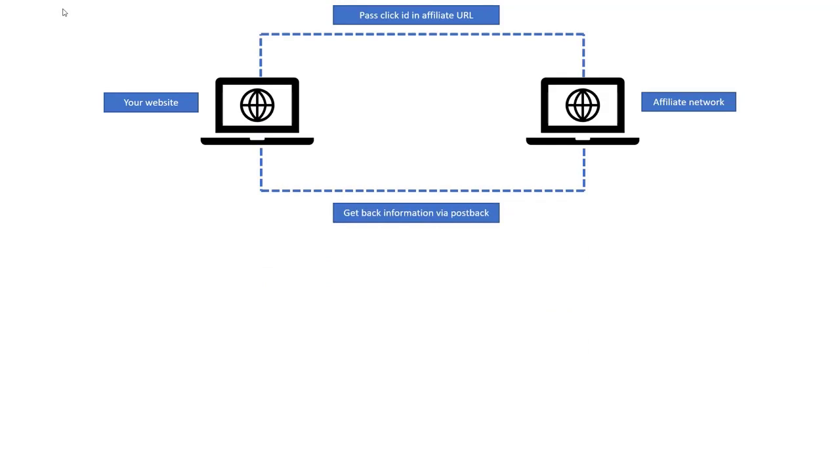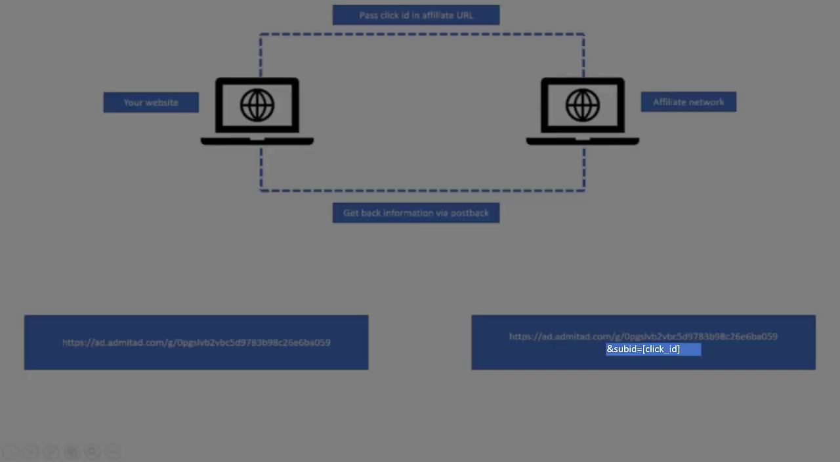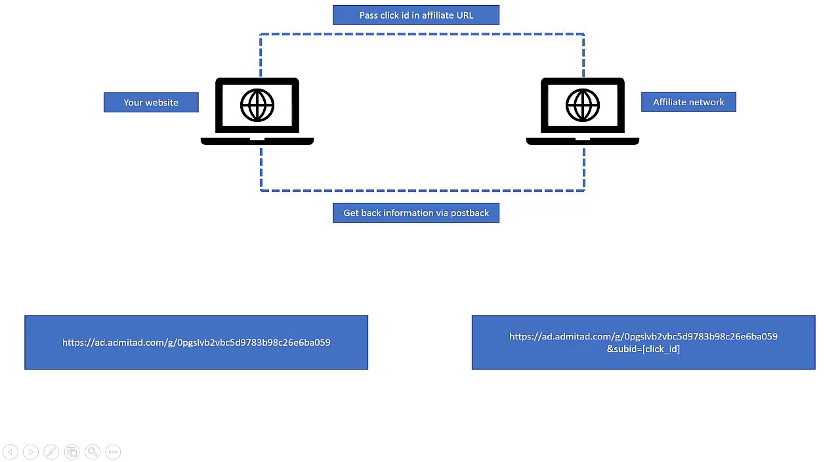To pass the click ID, you need to use the shortcode click_ID in square brackets in your affiliate URLs. For example, let us assume this is our affiliate URL for Admitad. You just need to add ampersand sub ID equals click_ID in square brackets. Sub ID is the sub ID parameter for Admitad. Different affiliate networks have different sub ID parameters. If you are not sure about the sub ID parameter, you can have a word with your affiliate account manager.